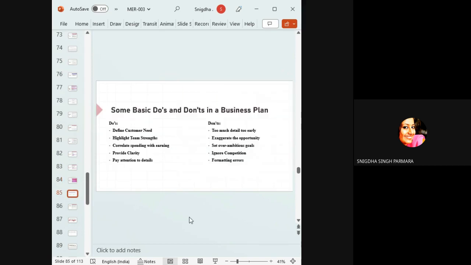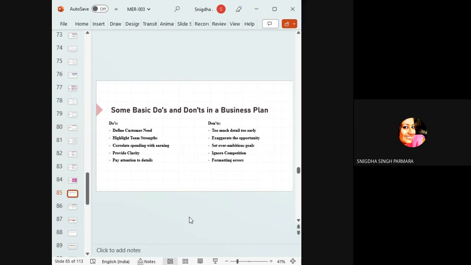Some basic do's and don'ts in a business plan: always define customer need, your team strength, how are you going to ensure that every penny that you're spending gets converted into revenue. Provide clarity of purpose, clarity of market, clarity of growth. Pay attention to small details.